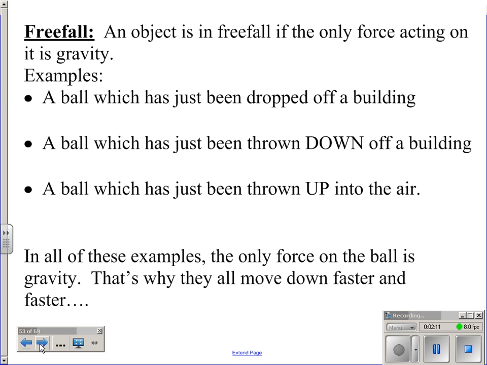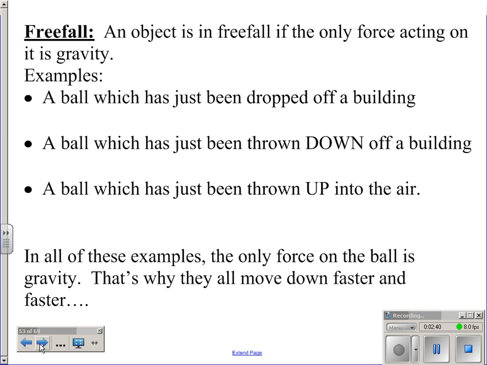Now, even if you throw the ball down, it's still in free fall after you let go of it. After you release that ball that you've just thrown down, the only force on it is gravity, and gravity is going to pull that ball down faster and faster. And the weird one is, even if you throw a ball up into the air, it's still in free fall. Because if gravity wasn't there, it would go up forever, right? And gravity is what causes the ball to eventually come back down, right? So all 3 of these examples that I've got here are in free fall.